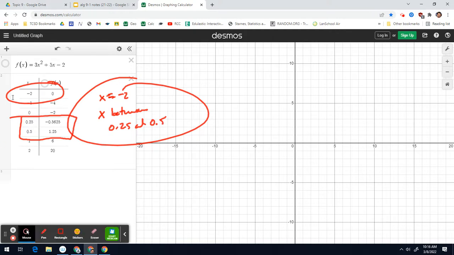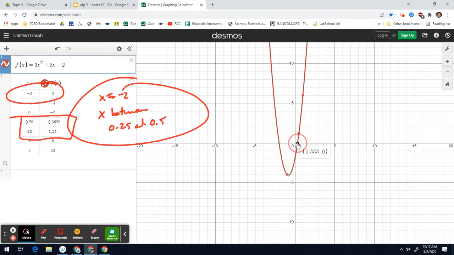And now if I turn the graph back on, here's the dots. You can see there's your vertex somewhere between -1 and 0, like we talked about, right? And then you can see that this other x-intercept right there is at 0.33, and that would be in between 0.25 and 0.5.